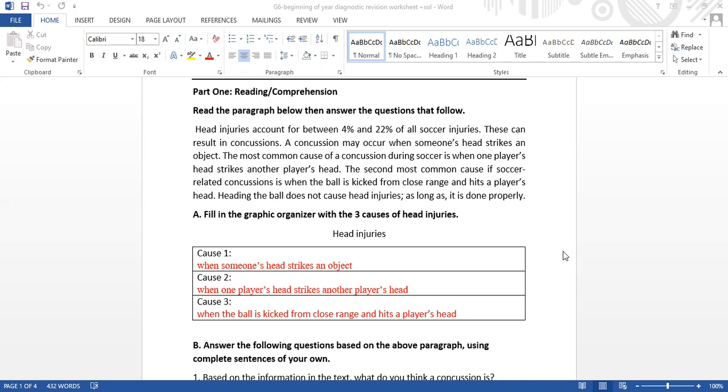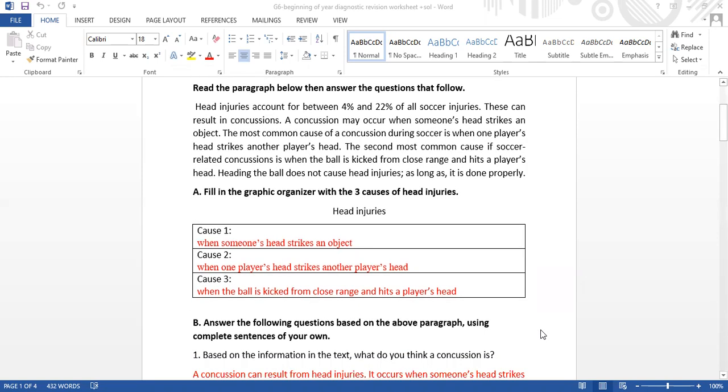And you remember that we discussed in class what a concussion means. So a concussion, you gave different ideas like a head injury that happens when someone's head strikes another person's head or an object. So here you have to fill in this graphic organizer with 3 causes of head injuries, and you all had them right.